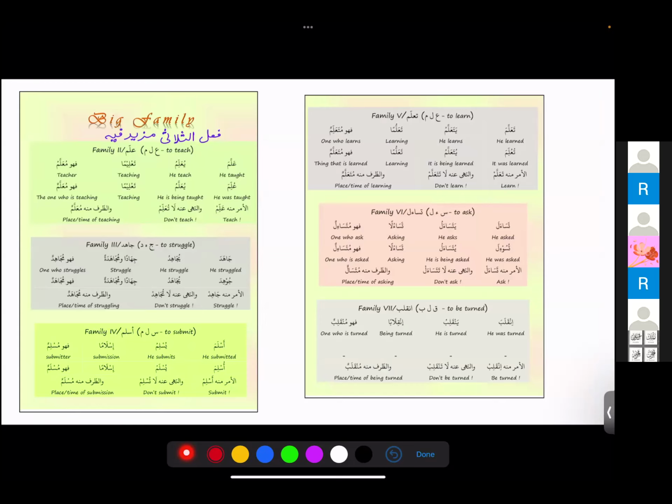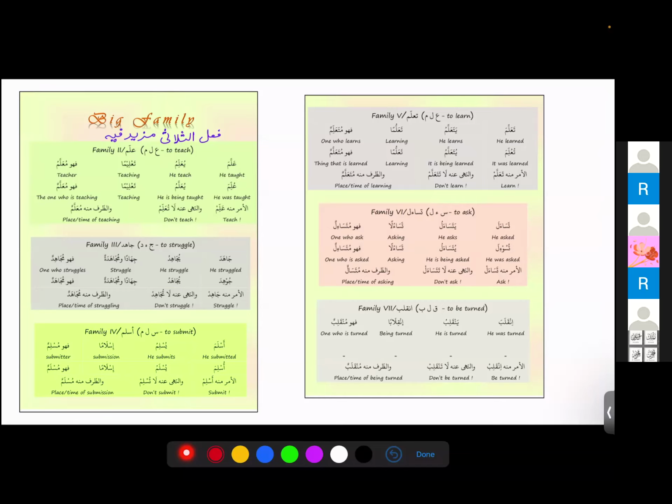Then we have big families, right? What is the name for big families? Fi'lu Thalathi Mazid Fihi. Why we are adding Mazid Fihi in it? Mazid mean more, Fihi mean in it, right? Do we understand that much Arabic? Mazid Fihi? Yes. So Mazid mean more, Fihi in it. So there is more in it.